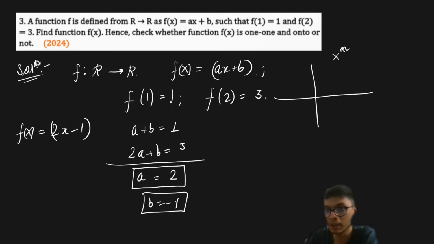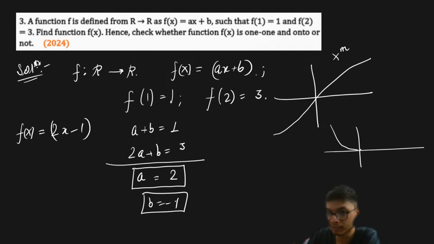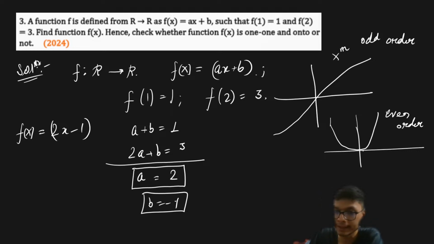But for an even order polynomial, I will have some function like this. So you can see that for an even order polynomial, the range is always a positive number. So this is an even order polynomial and this is an odd order one. For odd order, the entire range is minus infinity to plus infinity, but for even order, the range is 0 to infinity, right? That is something you need to understand.